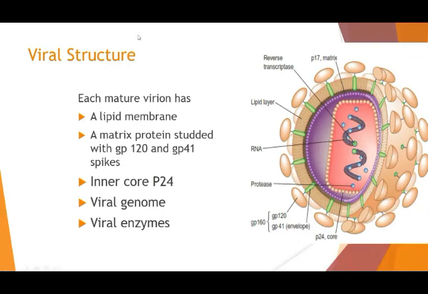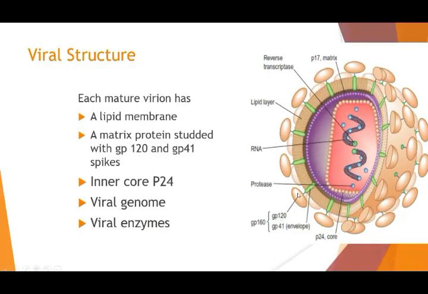So we'll go through the viral structure of HIV. I know you take virology this year, so you'll get a detailed description of the virus. Each mature virus has a lipid membrane. This lipid membrane is studded with various proteins, most important of which are glycoprotein 120 and glycoprotein 41. Glycoprotein 41, this is a very important one, and glycoprotein 120, this one. So this is the GP41, this is the GP120.